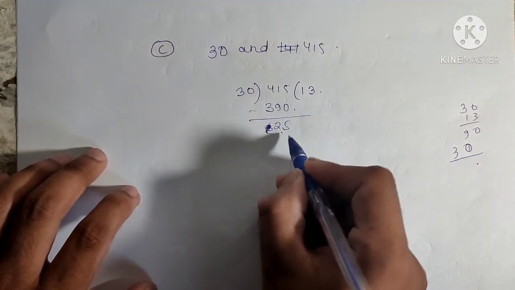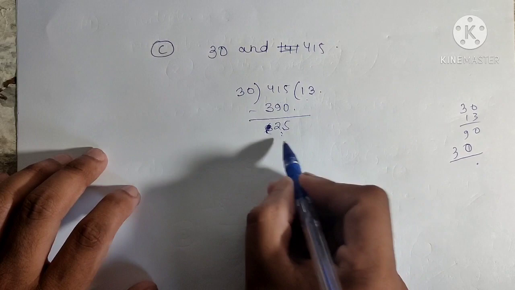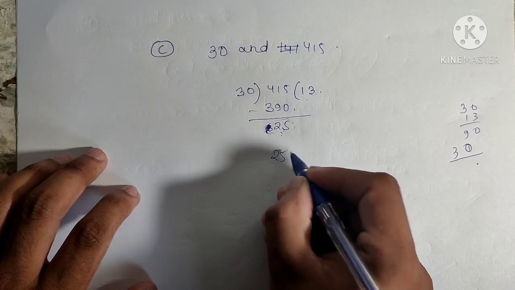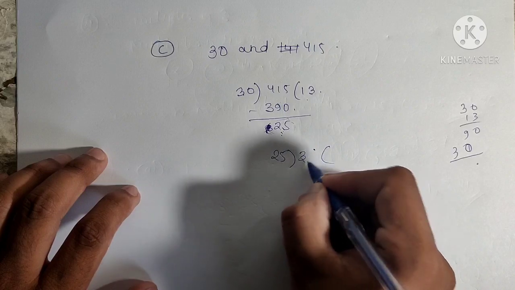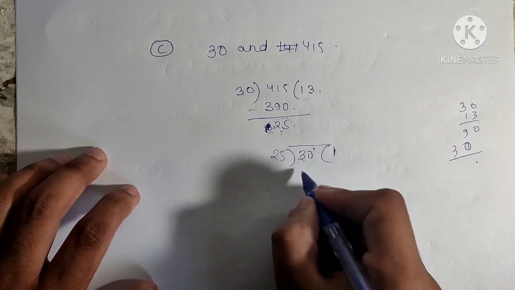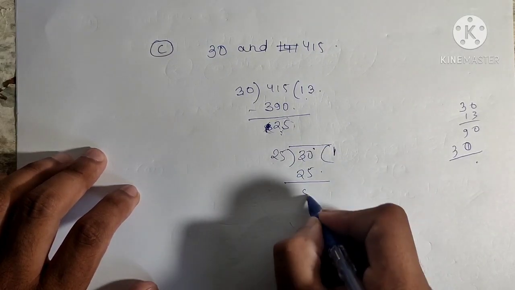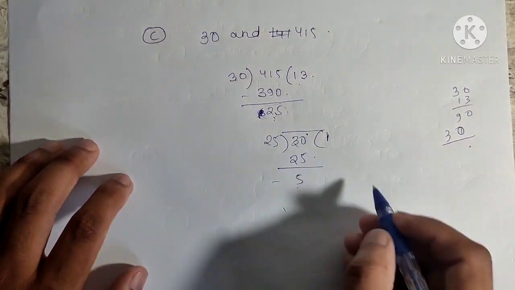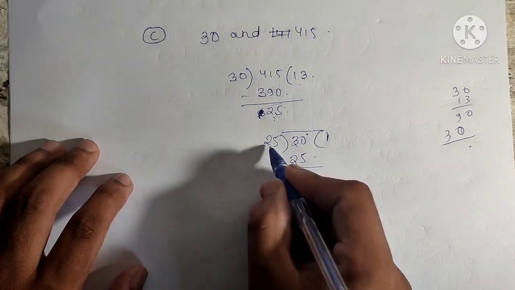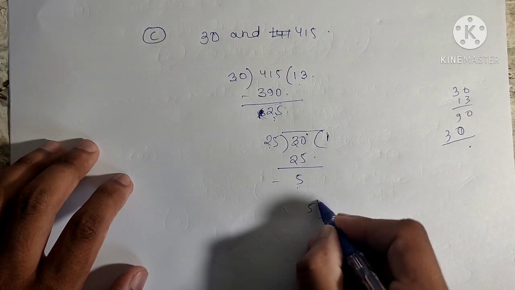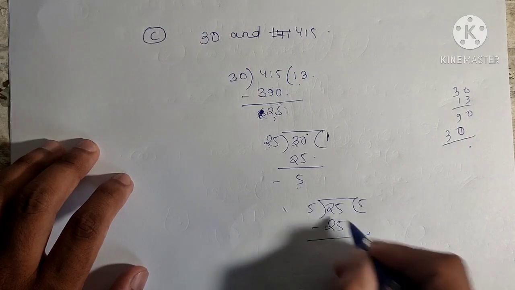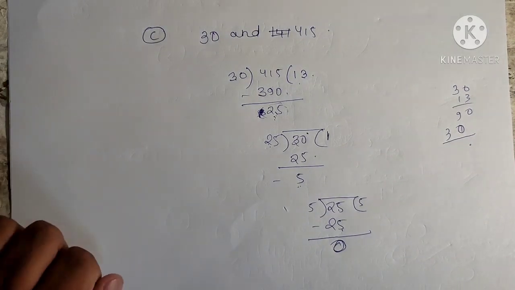Okay, since this is a smaller number than the quotient, and our remainder is not 1, we can still continue. 25, 30. Okay, we'll divide them. 25 ones are 25, so 5. Also we can still continue because our remainder is 5 and our quotient is 25. That means we can still divide. 5 fives are 25. Now if you subtract, we are getting remainder as 0.